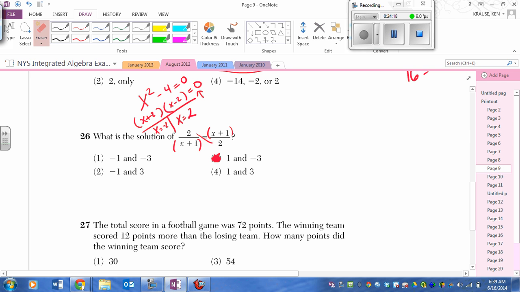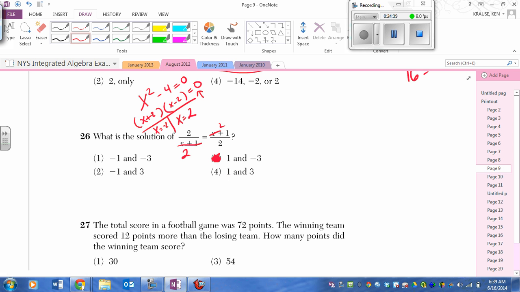Okay, so the way I could have done it is just to try numbers. For example, let's try 1. Put a 1 in here, you get 2. Put a 1 in here, you get 2. That's 2 over 2, that's 2 over 2. 1 works, so I can choose one of these 2.